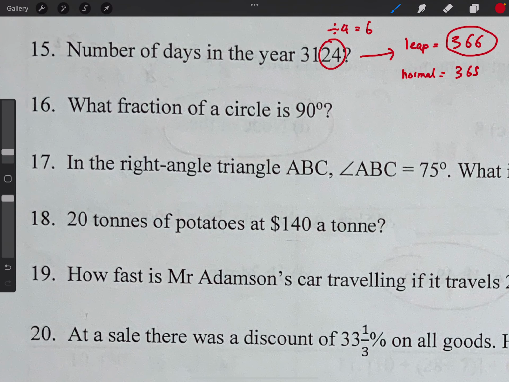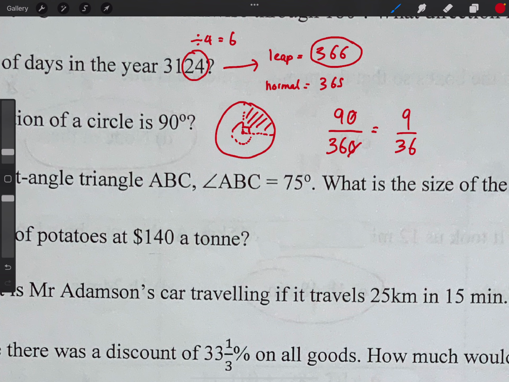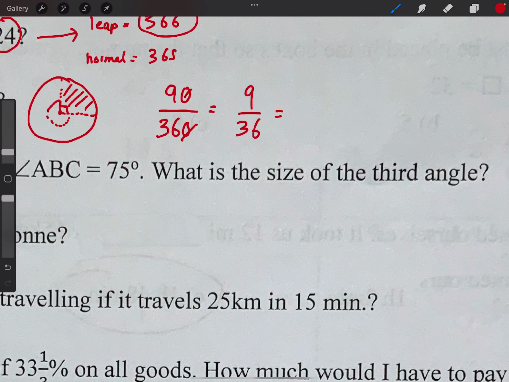Question 16, what fraction of a circle is 90 degrees? So if you have a circle, and you cut the circle from the center at 90 degrees, then you're going to get 1/4. Okay? Or you can think of it as 90 degrees over all the degrees in a circle, that will be 360. If you simplify it, you're going to get 9 over 36. Simplify that again, you're going to get 1 over 4. Same thing, 1/4.